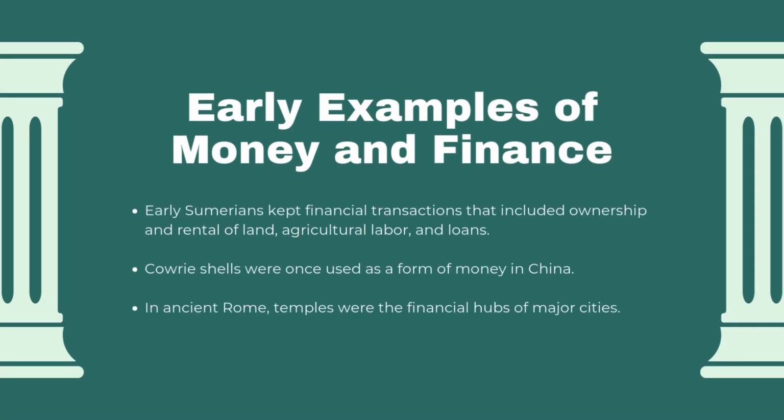Early examples of money and finance. Early Sumerians kept financial transactions that included ownership and rental of land, agricultural labor, and loans. Cowrie shells were once used as a form of money in China. In ancient Rome, temples were the financial hubs of major cities.